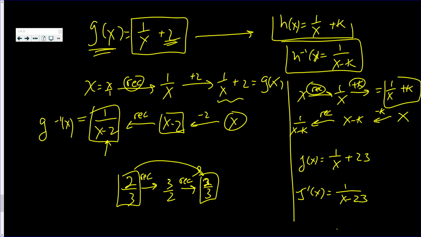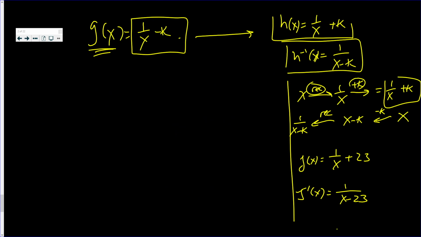What about if instead of plus k, what if it were minus k? Is our answer down here going to be 1 over x plus k? That is, the sign changes like it did before. What do I mean by before? It used to be plus k. Now in the bottom it's minus k.